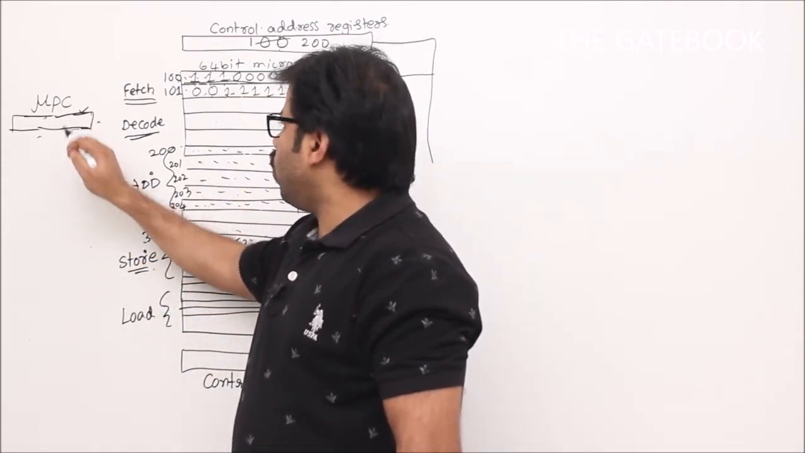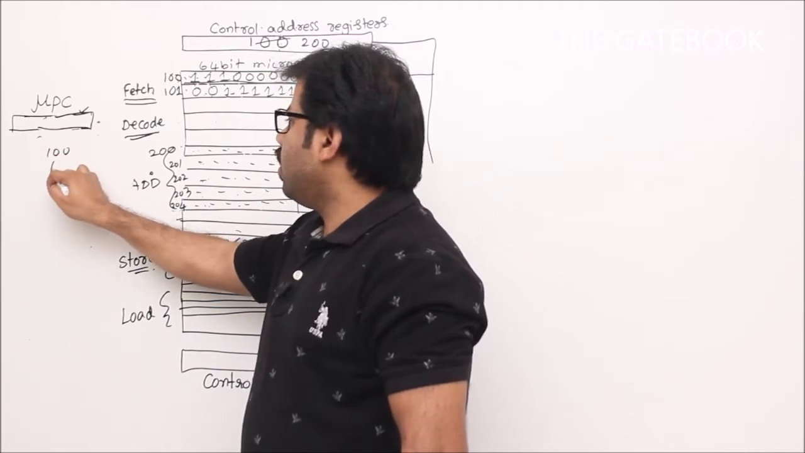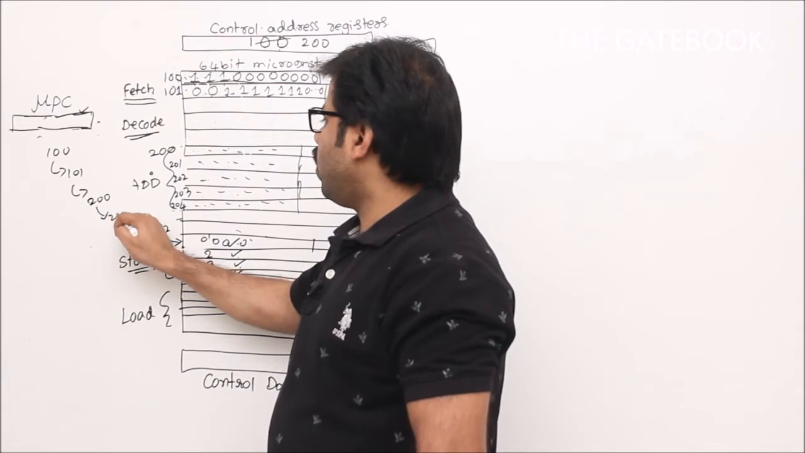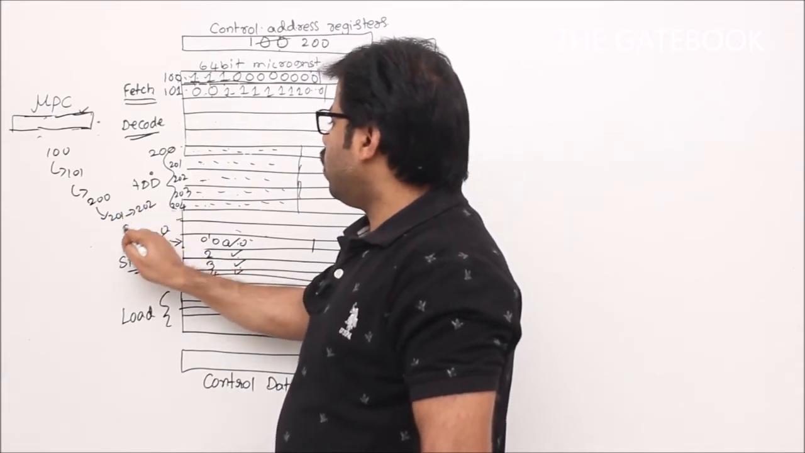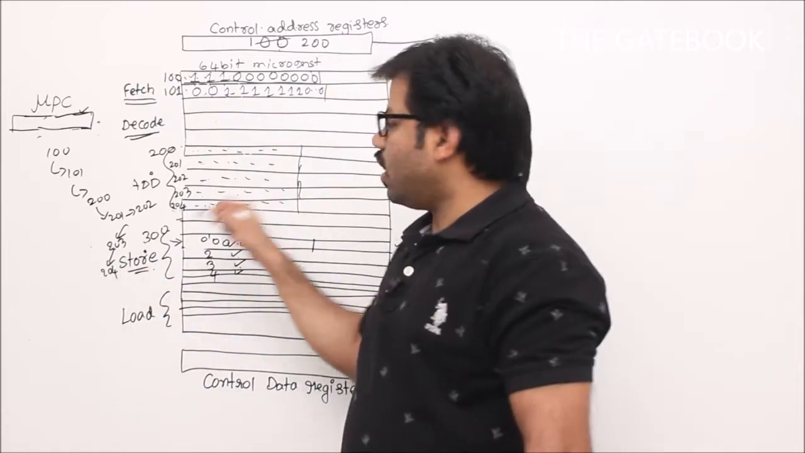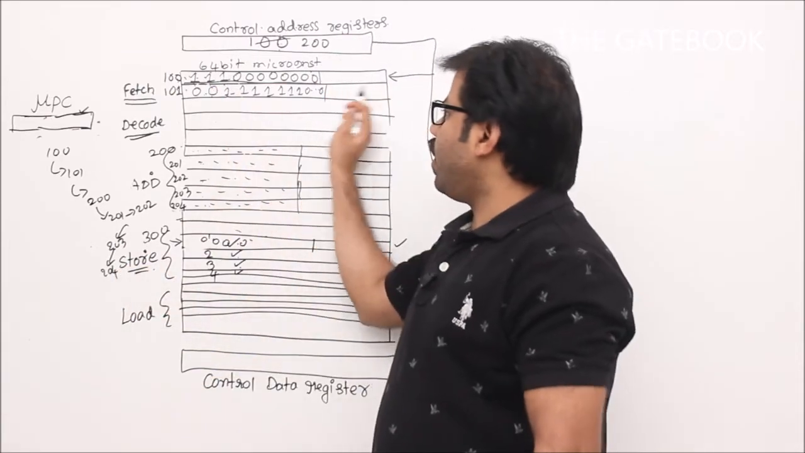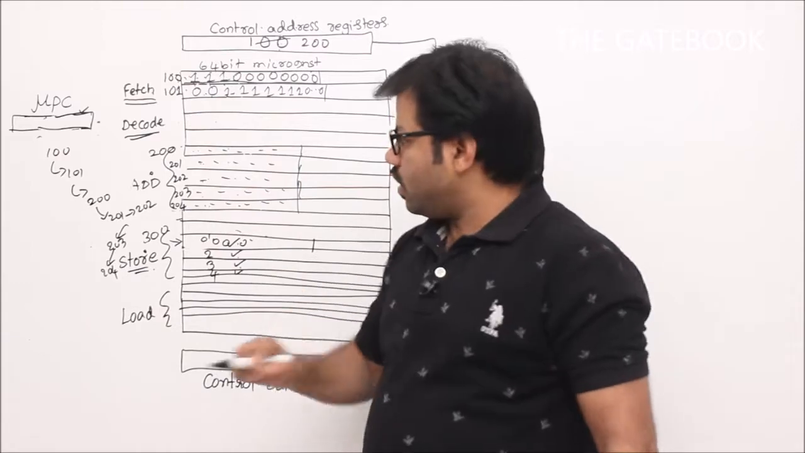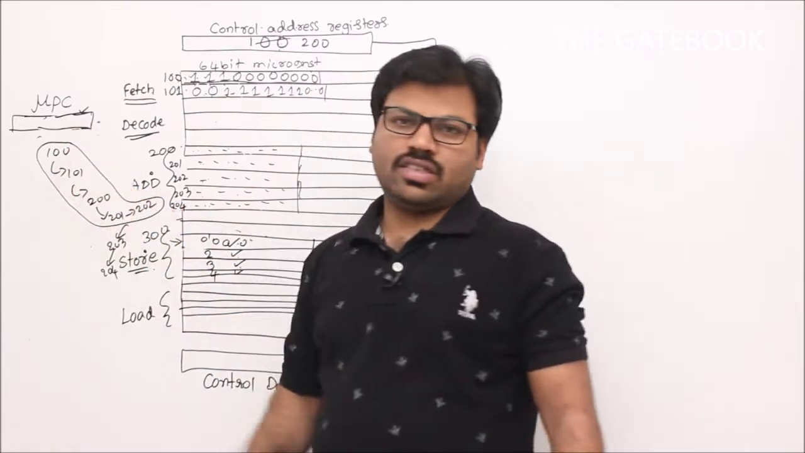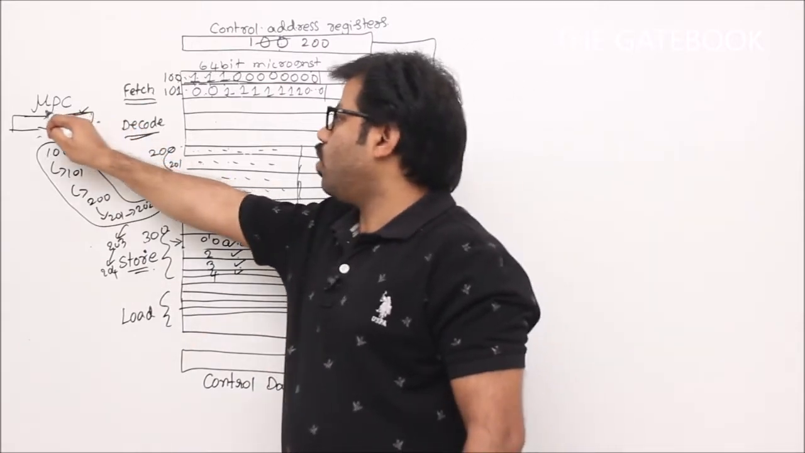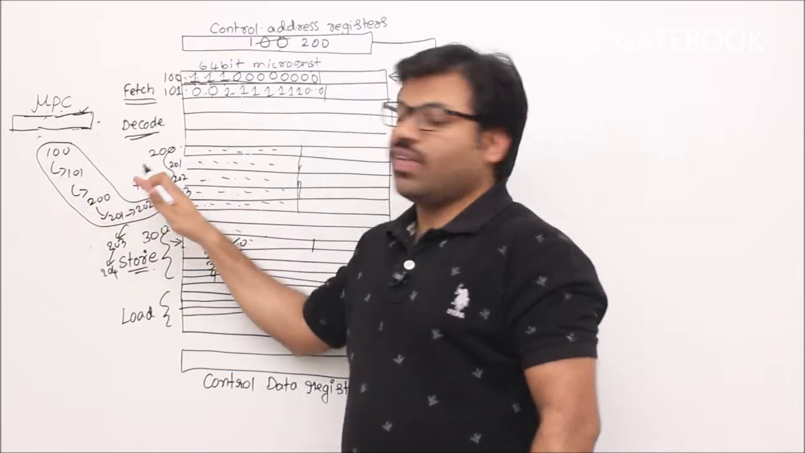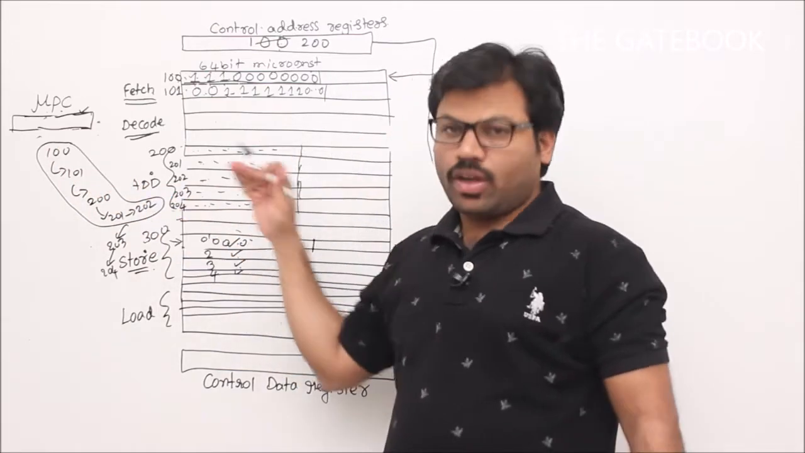For that, your program counter should go like this: 100, then 101, then 200, then 201, then 202, then 203, then 204. Here I am assuming that this memory is word addressable. That means for every different word I am giving one number. So this is the way my micro program counter should be sequenced. So we use the micro program counter to show the order of the sequence of execution of the micro program.